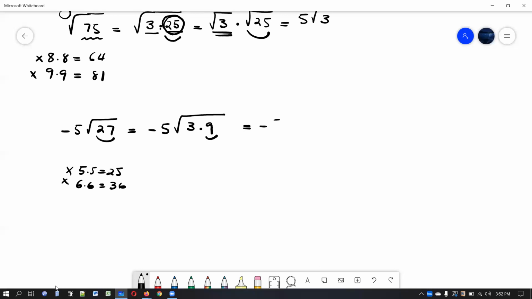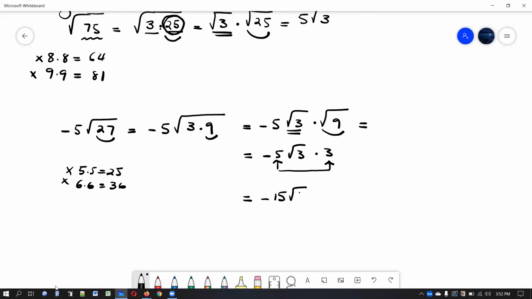So this is going to be -5 and radical 3 times radical 9. Nothing I can do with the radical 3, but this becomes 3. So -5 radical 3 times 3. So these two now get multiplied. -15. And the radical 3 gets attached. Remember to leave always the radical as your last part of the expression. Okay.